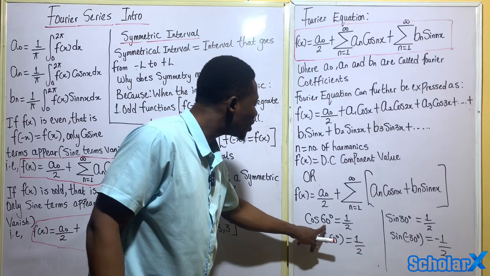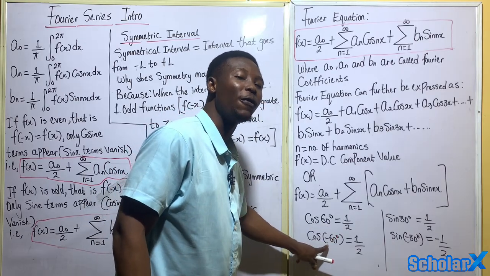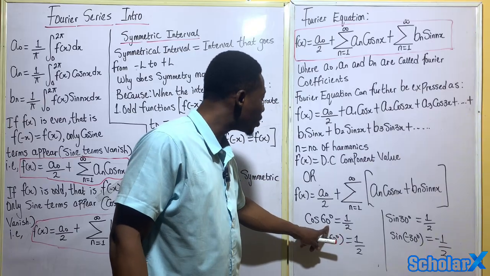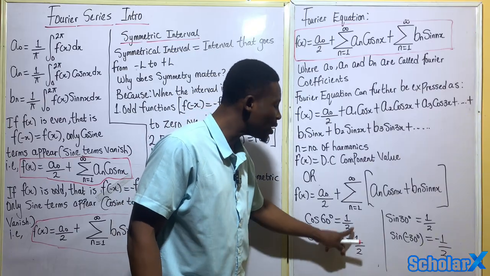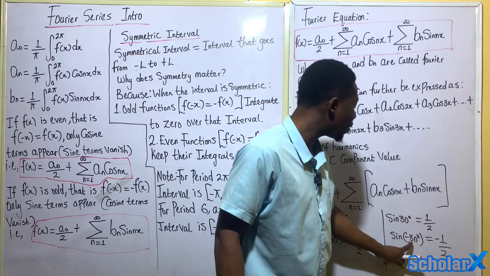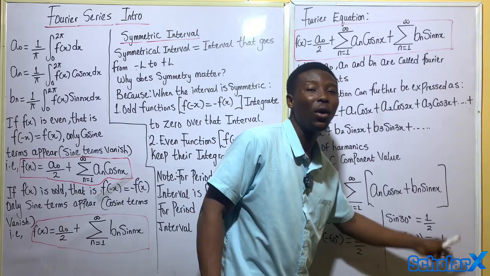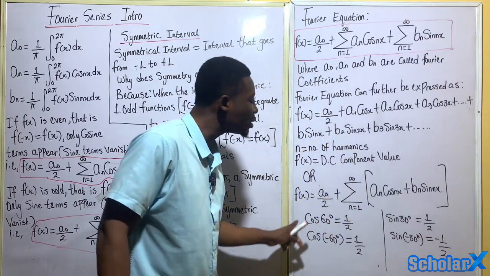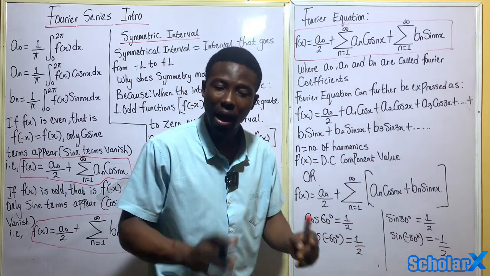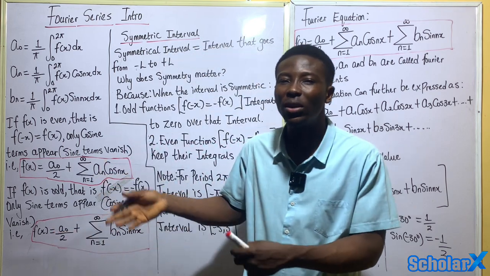Because cos 60, that's f of x, is the same thing as f of minus x. So if you press cos 60 and you press cos minus 60, you still get the same thing. But if you press sine 30 and you press sine minus 30, you will not get the same thing. That's why sine is an odd function and cos is an even function. I hope you understand that now. So that's what it means for a function to be odd and even.